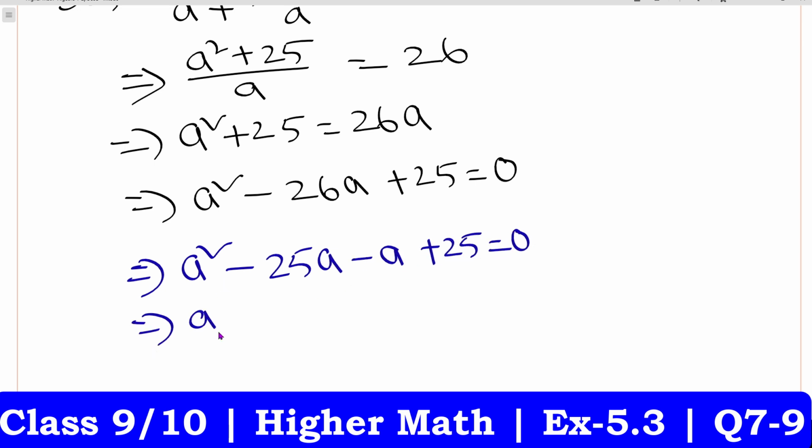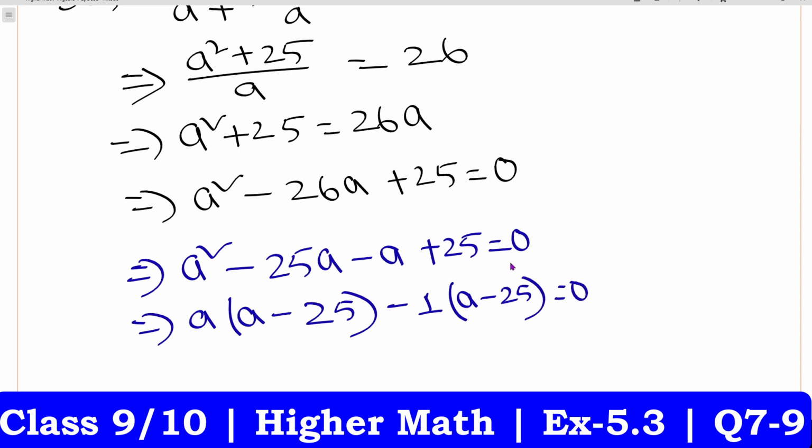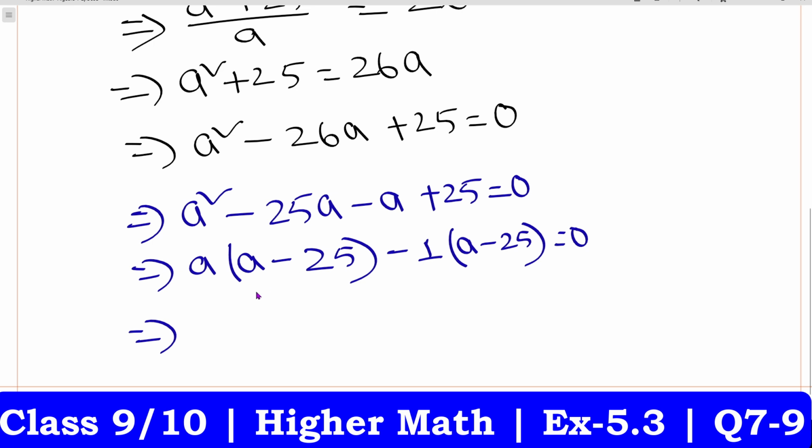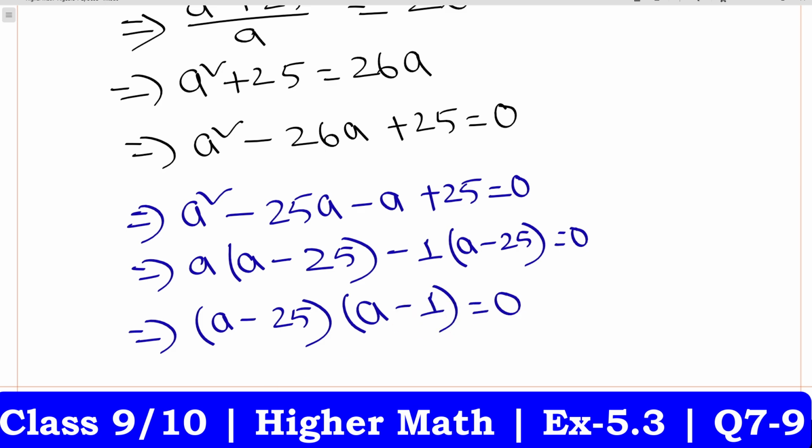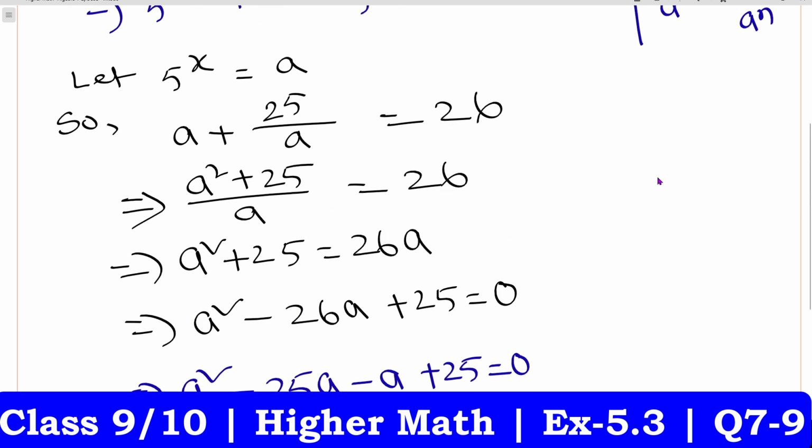Now we can take a common, so here is a minus 25. Then minus 1 we can take common. So here is a minus 25 equals 0. Now look, we can take a minus 25 common: a minus 25 times a minus 1 equals 0, right?